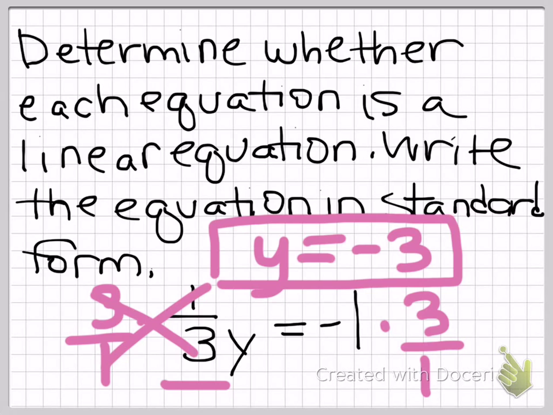The other part of this is to think about whether this is linear or not. If I think about graphing this on a graph, it would be going through y equals -3, and it would be a straight horizontal line through -3, which would also make it linear. So you would say this is linear, and the equation in standard form would be y equals -3.